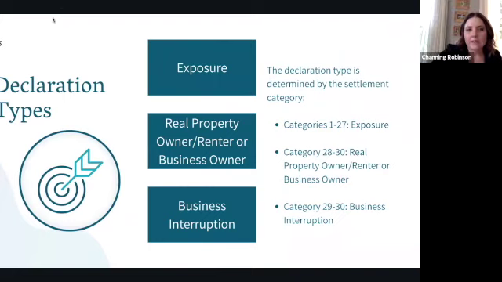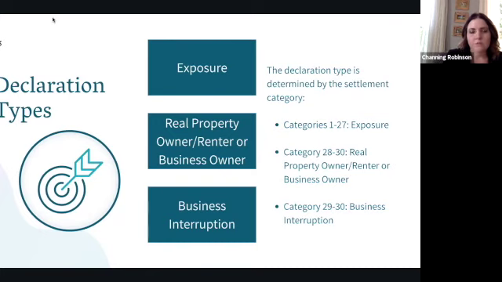So there are three types of declarations. And what declaration you complete is determined by the categories that you selected on your claims form. This is another way to corroborate the categories that you selected on your claims form. In addition to documents, there are these declarations.